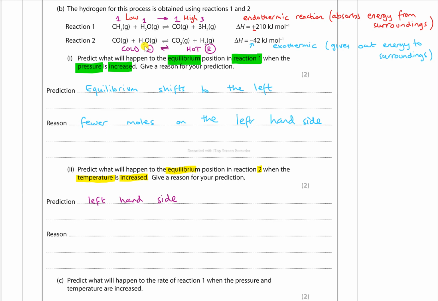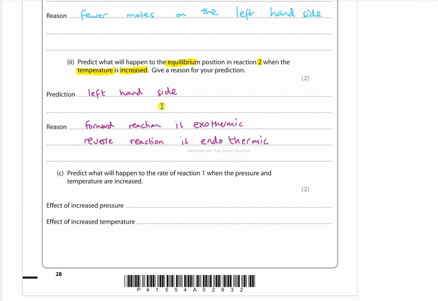Why? Because, we can just write it simple like this, because the forward reaction is exothermic. You could also write the reverse or the backward reaction is endothermic. That'll be the same sort of idea.